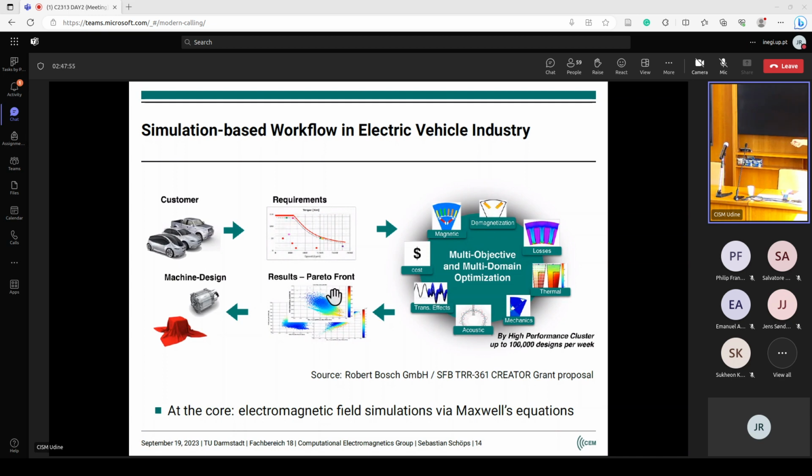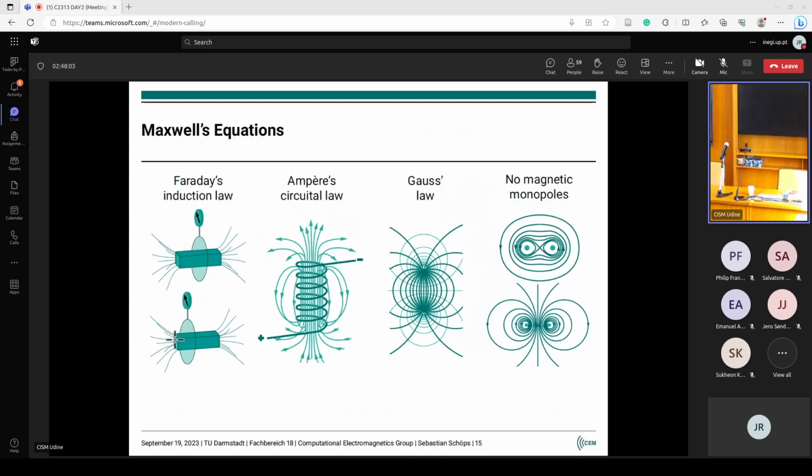Anyway, then somebody picks a machine design from some Pareto front because it's the nicest, the cheapest, whatever, and then the machine will be manufactured. So this can be simulated properly, and now I slowly connect maybe also to Giuliano's talk, and we see some equations and how things work together.